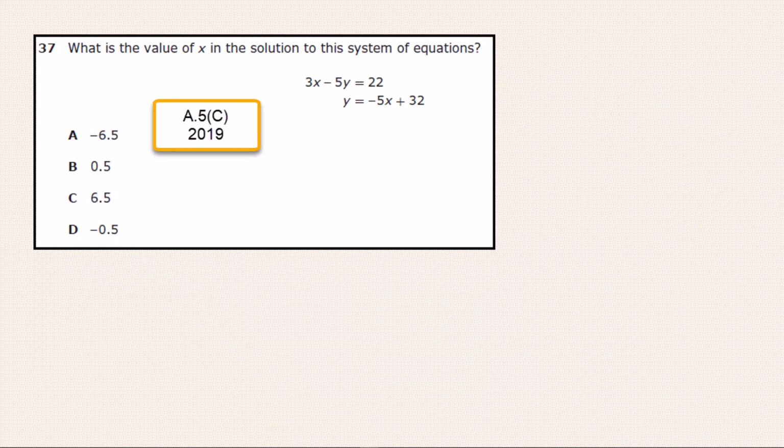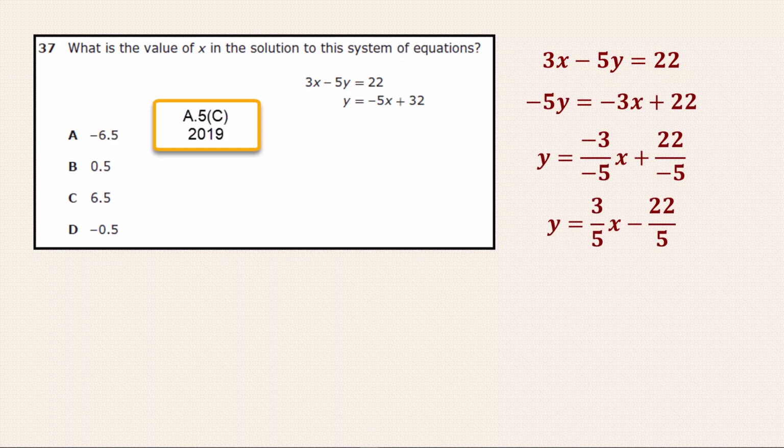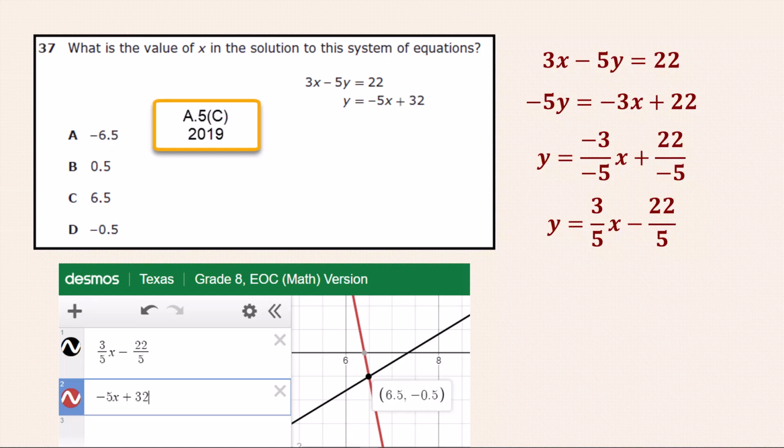This question asks for the x value of the solution point for these 2 equations. Again, to use Desmos to solve this, you must first convert the one equation in standard form into slope-intercept form. Then graph both equations to find the intersecting point and see the value of x to be 6.5, choice C. In the next lesson, you will learn how to solve this system algebraically using a process called substitution.